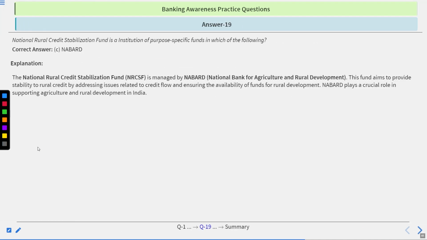Time's up. Correct answer is NABARD. National Rural Credit Stabilization Fund, NRCSF, is managed by NABARD, National Bank for Agriculture and Rural Development. The fund aims to provide stability to rural credit by addressing issues related to the credit flow and ensuring the availability of funds for rural development. NABARD plays a crucial role in supporting agriculture and rural development in India.